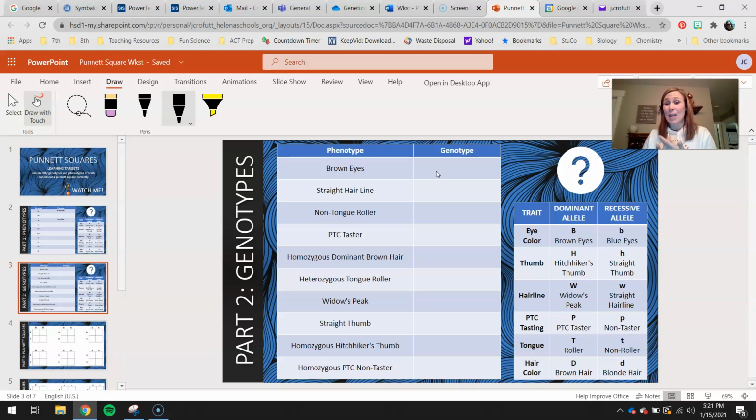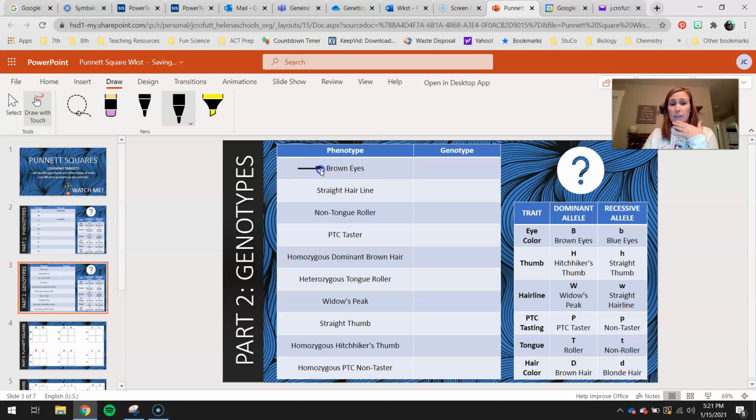Why I wouldn't suggest typing is a lot of times when you guys type, especially if you start with a lowercase letter, it's going to try to capitalize it for you. Okay, so that might mess up the genotype you're intending to write. So the draw tool would probably be easiest for this part. All right, for the genotype, you guys might have more than one option. So you really have to think about which genotype could give that trait.